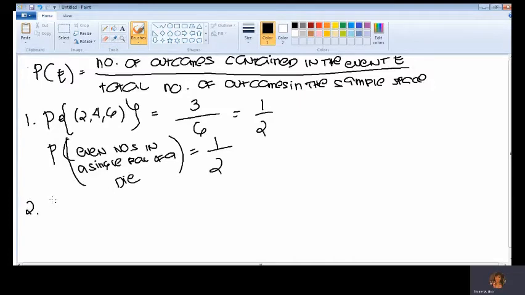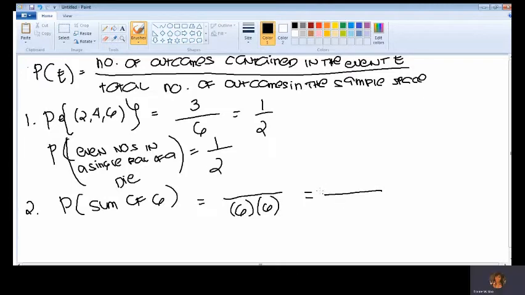We have getting a sum of 6 when 2 dice are rolled. So, P, sum of 6. Basically, you're going to copy all the statement given. So, we have 6 ways in one roll of a die. Since 2 dice are rolled, we have 36. And what is the sample space of sum of 6?